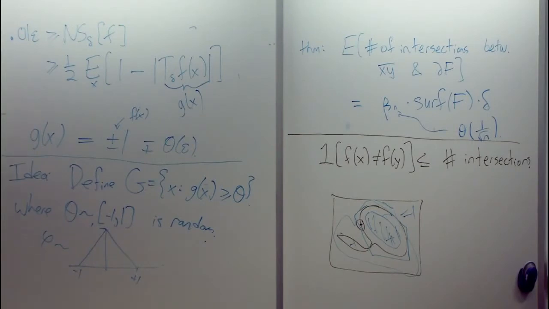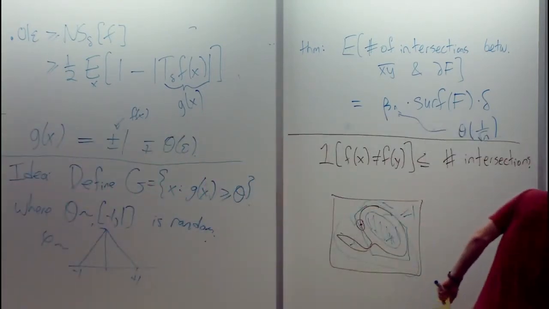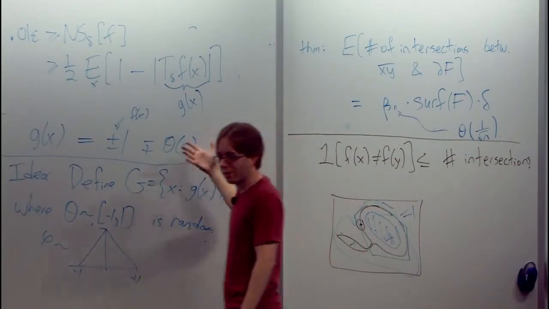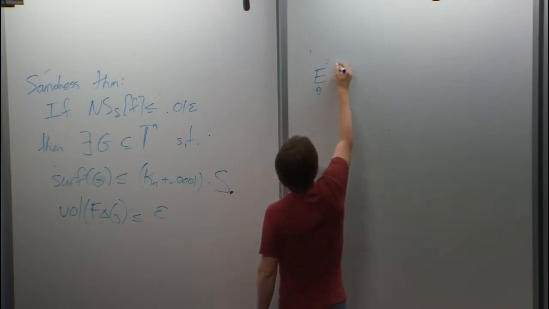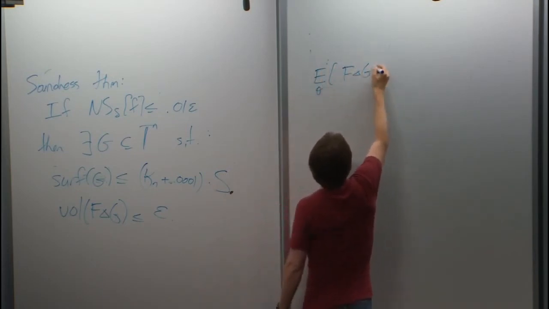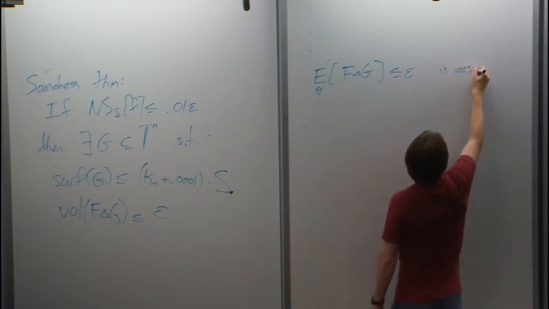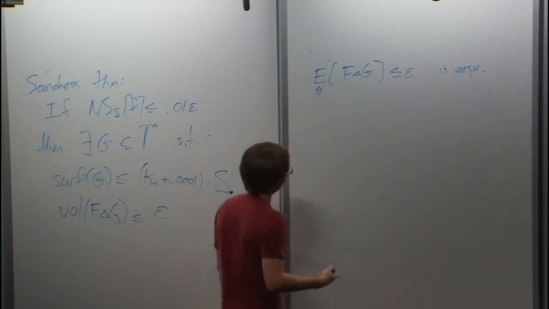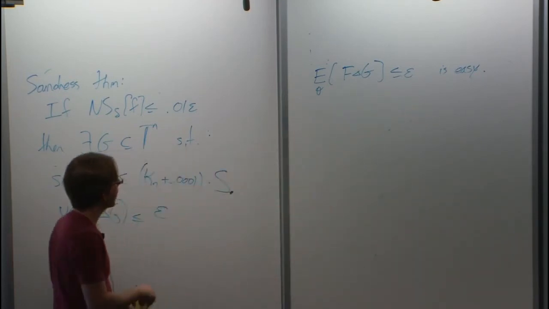As I said, the second condition, that the set G you get out is similar to capital F, is not hard. It's very easy, in fact, basically because of this observation that G more or less agrees with little f. So showing that the expectation over theta of f symmetric difference G is at most epsilon is easy. Let me skip that. You can even show that it's at most this with high probability just using Markov or something.